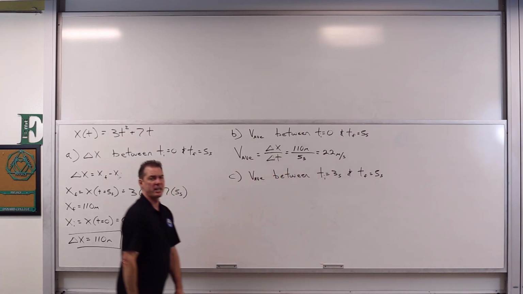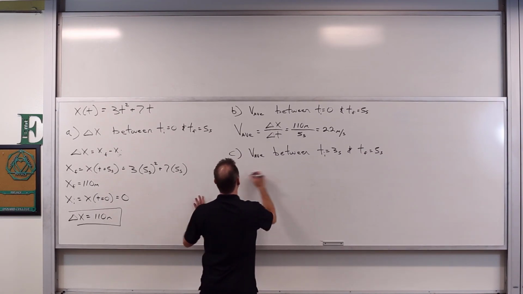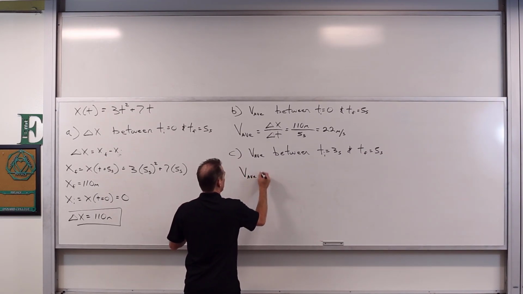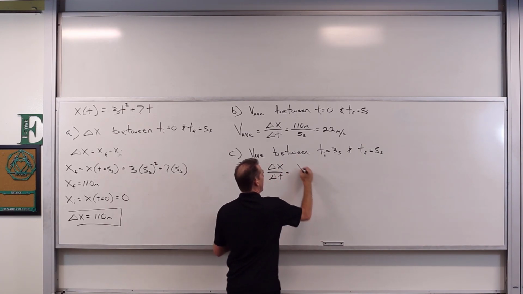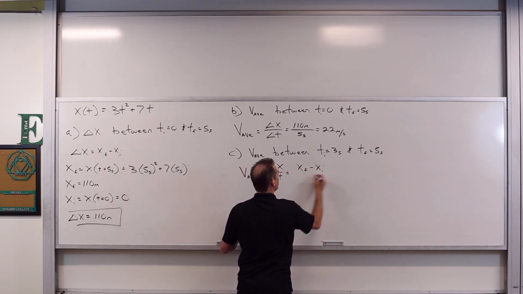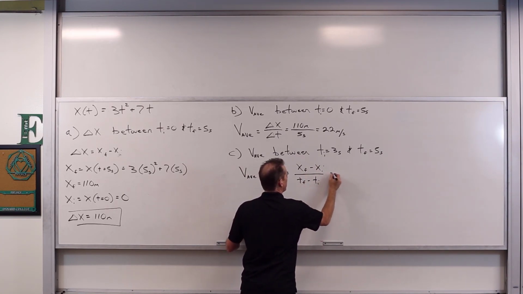So we're just taking a different time interval, starting at 3 seconds and then at 5 seconds. So now we've got this. V average, again, is our delta x divided by delta t, which is going to be our x final minus x initial divided by t final minus t initial.